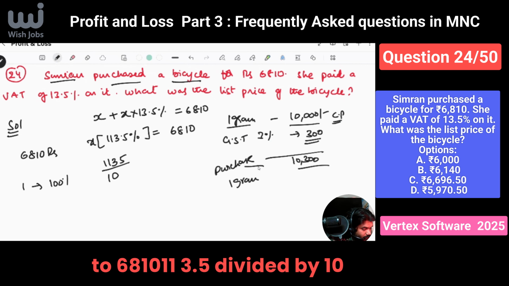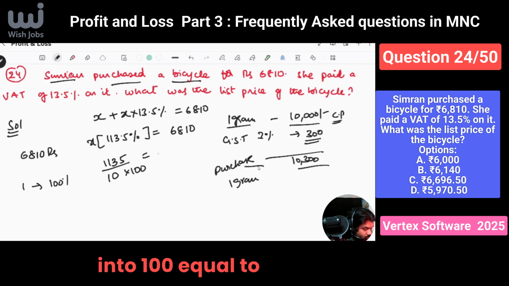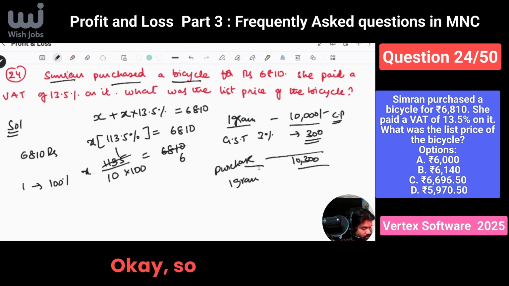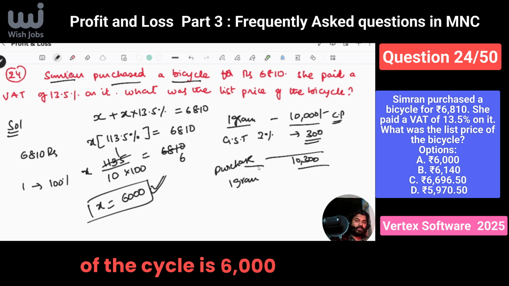X into 113.5 divided by 100 equal to 6810. 1s are 6s are. Okay, so X equal to 10 into 100 is 1000, 6 into 1000 is 6,000 rupees. So the list price of the cycle is 6,000 rupees.